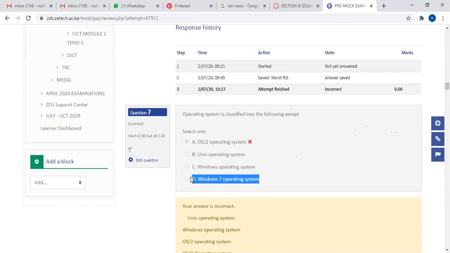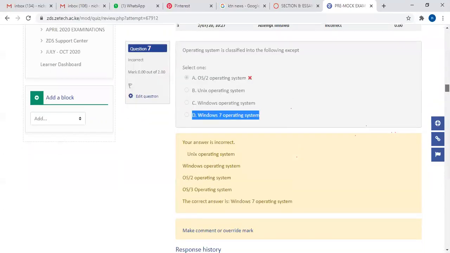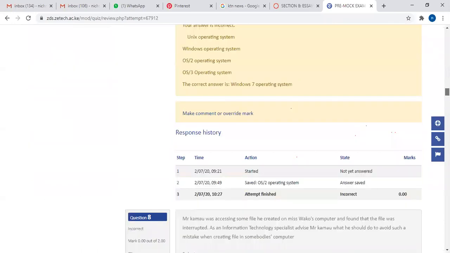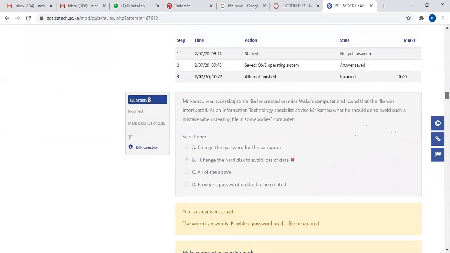Because if you look at the classification now, we have OS/2, Unix, Windows, then we have others, like those operating systems in the market nowadays. So that is the answer, Windows 7.